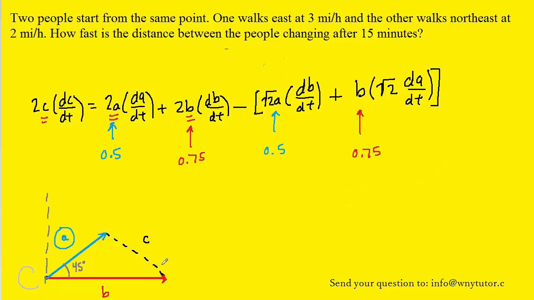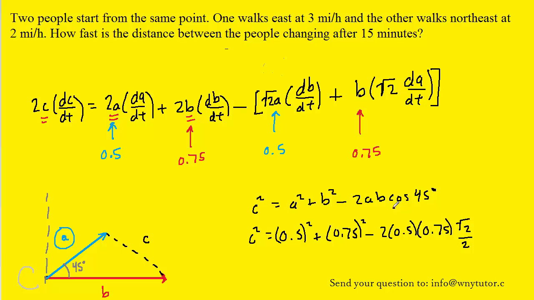The distance of little c can be found by going back to the law of cosines. So if we plug in little a and little b, which we just found, and also remember that the cosine of 45 is root 2 over 2, we're going to be able to solve for c. Now, c kind of looks like this after you take the square root of both sides.